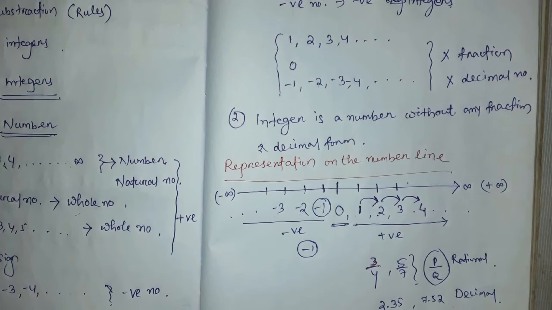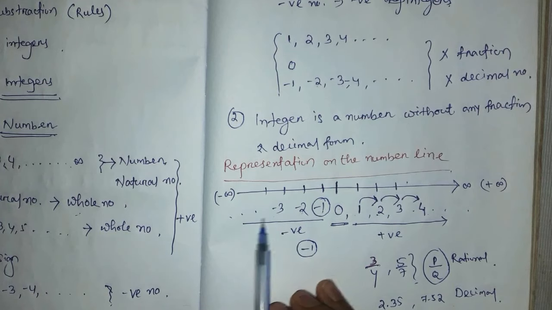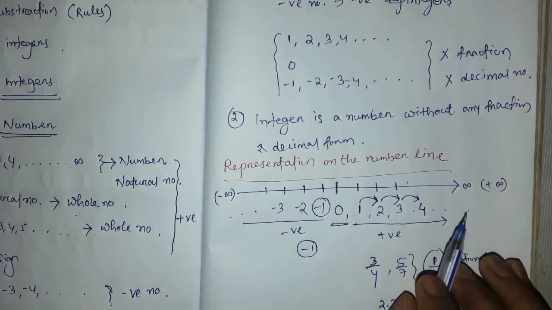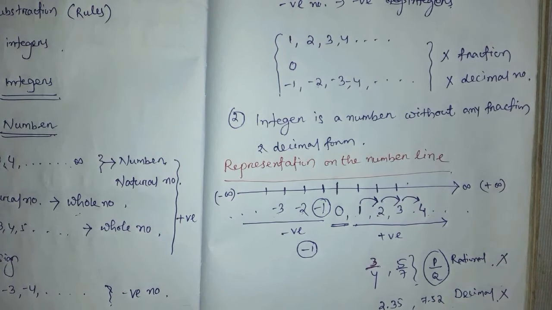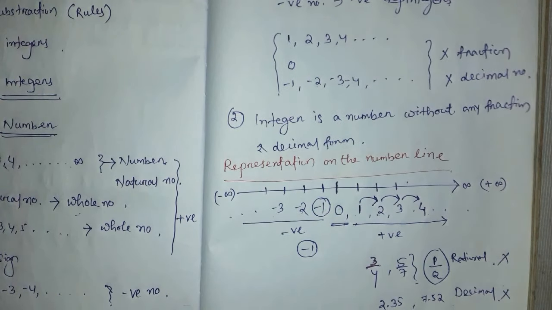The integer means only the complete number. Complete number means 1, 2, 3, 4, -1, -2, -3, -4. These are known as the complete numbers, and integer means only the complete numbers. No rational number, no decimal number will come in the place of integers. Okay. Then we will learn the addition and subtraction.